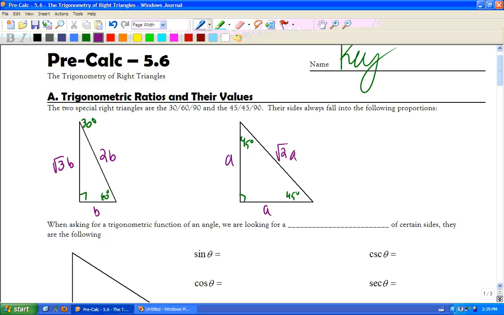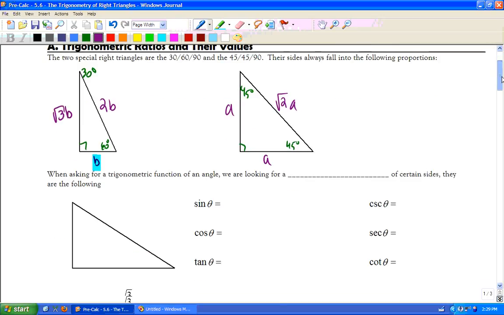For 30, 60, 90, the way I remember this is that B is smaller than the square root of 3 B, which is smaller than 2B, and the angles opposite of those are always the same. 30 has got to be the smallest. 30 degrees is smaller than 60, which is smaller than 90, so they all match up. But again, this shouldn't be any new information. These are things you should be used to seeing. These are triangles we're going to keep coming back to.